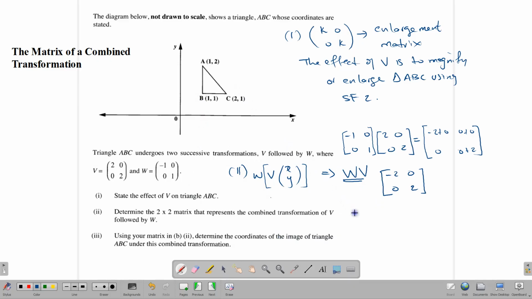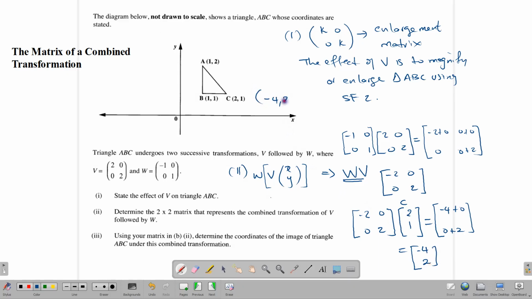So let's see what this matrix does to this point. Let's take C for example. This matrix, negative 2, 0, 0, 2. Let's multiply it by C and see what it does. Now C is 2, 1. So negative 2 times 2, row by column, gives us negative 4. And 0 times 1 is 0. And 0 times 2 is 0, plus 2 times 1 here is 2. And so what we get is that the matrix is going to make the point 2, 1 into negative 4, 2. So the image is going to be negative 4, 2.